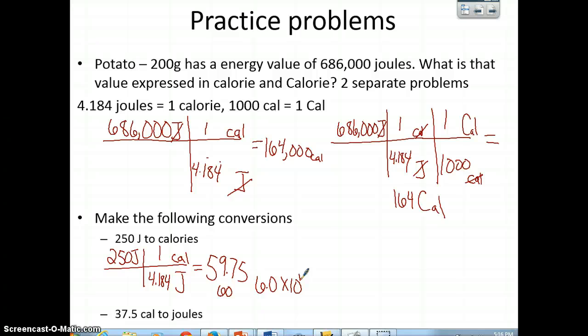Okay? Okay, the last problem, 37.5 calories to joules. I'm going to have to do it off to the side here. So the first thing I'm going to do is write down the number given to me. I'm going to change that calories to joules. So the calories has to go on the bottom so it can cancel. I'm looking for joules. The item I'm trying to find always sits on top. I know that there's 1 calorie and there's 4.184 joules.